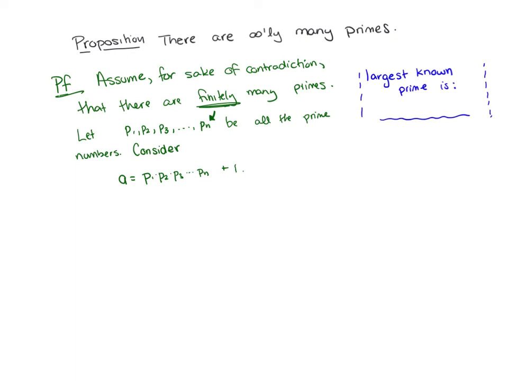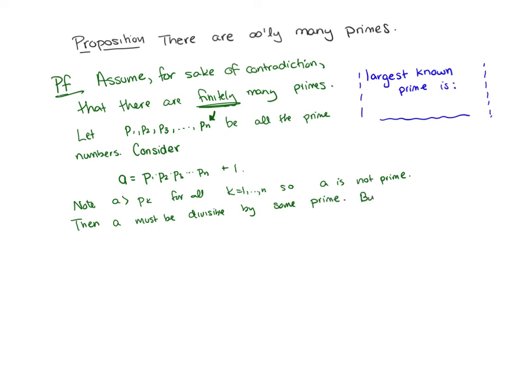So this number A can't be prime, right? This is larger than pk for all k equals 1 to n. It's larger than any one of my primes. So A is not prime itself. But if it's not prime itself, it must be divisible by some prime. It has to have some prime factorization.